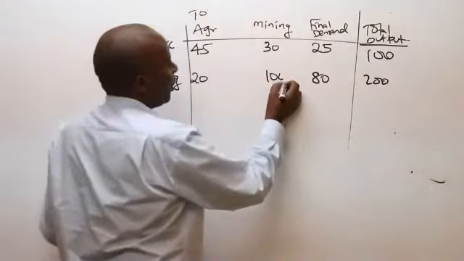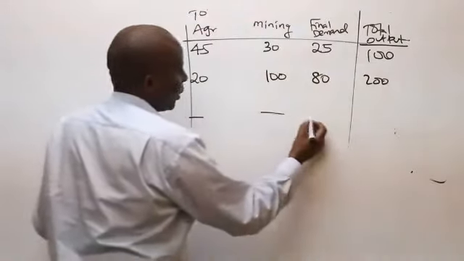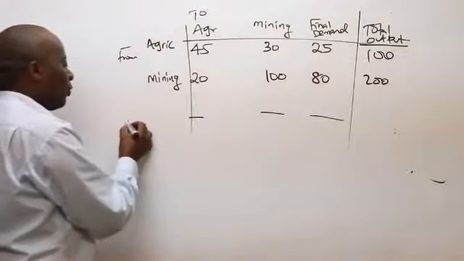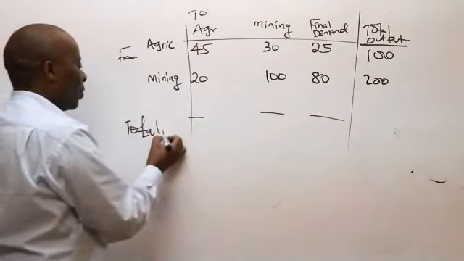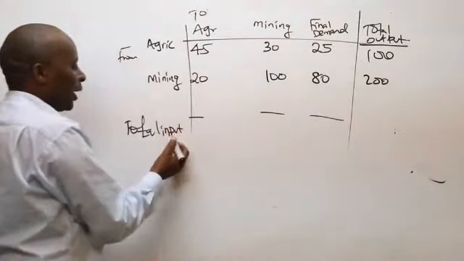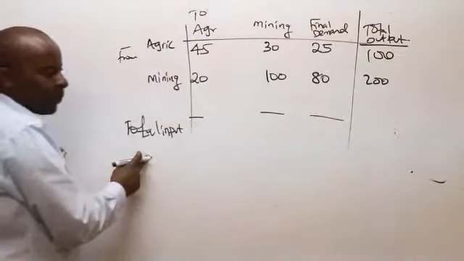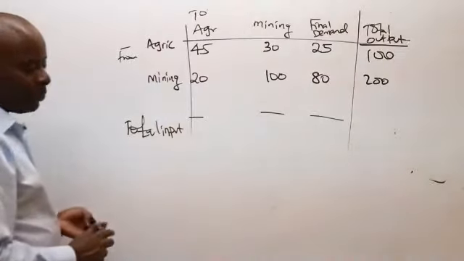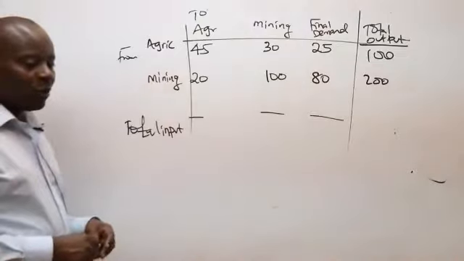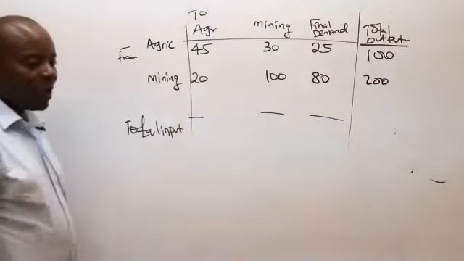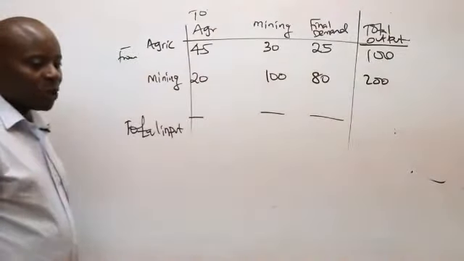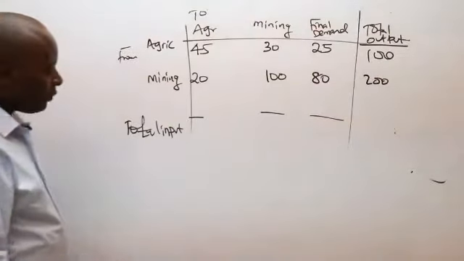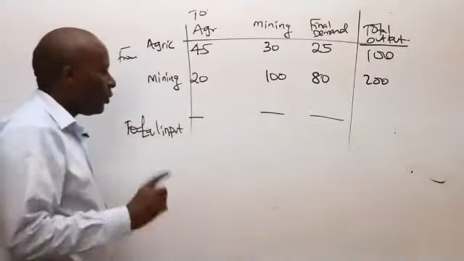Now listen. Then we'll come and talk of what we call the total input. Up there we have output, and then here we have the total input. Can somebody give me the total input of agriculture? Somebody, total input of agriculture. 65. Thank you very much for trying.